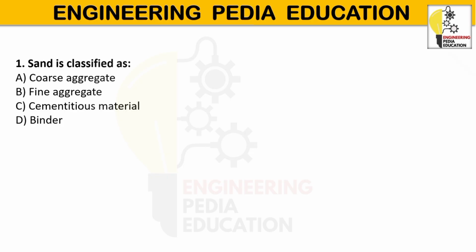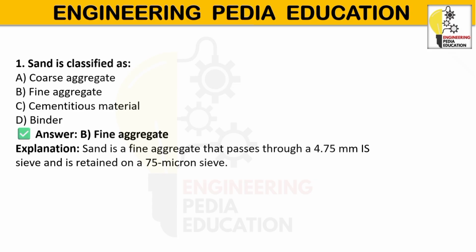Sand is classified as coarse aggregate, fine aggregate, cementitious material, or binder. So the correct answer is that sand is classified as fine aggregate. Sand is a fine aggregate that passes through a 4.75 mm sieve and is retained on a 75 micron sieve.